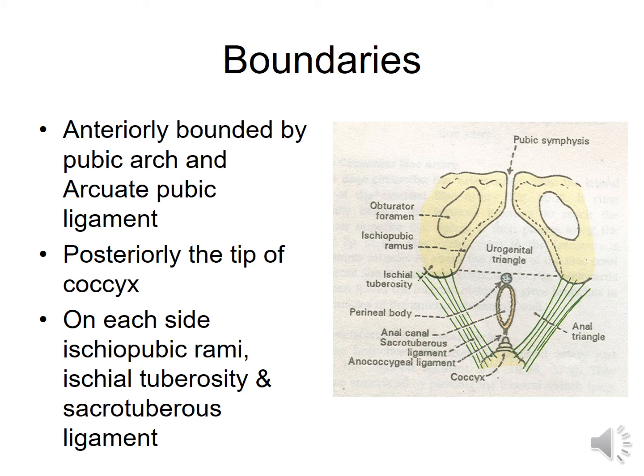And here we can see that with the help of a dotted line, it is divided into two triangles. Anteriorly, we have urogenital triangle, and posteriorly, we have anal triangle, which bears the anal opening. And we can also see the central tendon of perineum, that is the perineal body just anterior to the anal opening, which is a very important structure. So these are the boundaries.